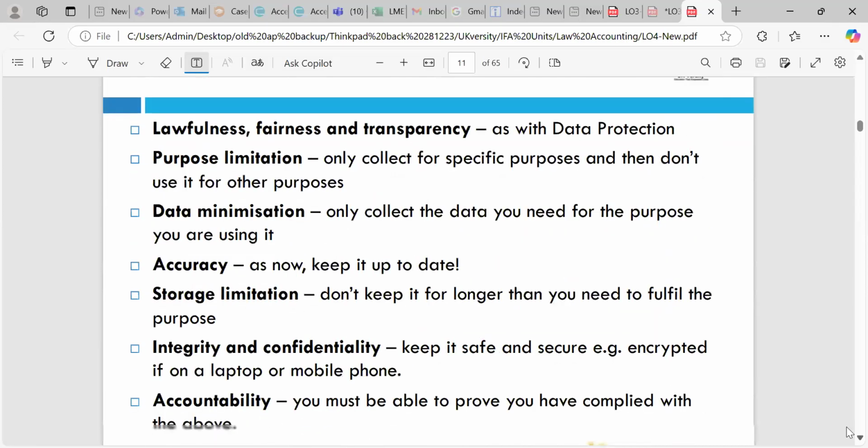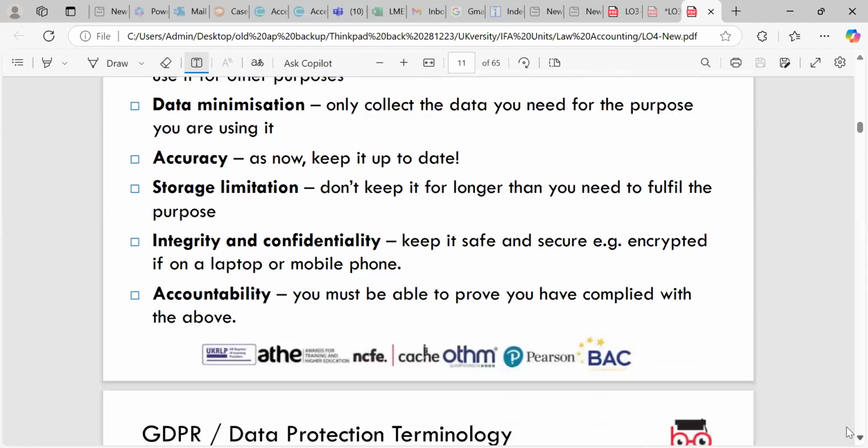Okay, GDPR principles: lawfulness, fairness, transparency, purpose limitation, data minimization, accuracy, storage limitation. You can't store data for more than a certain period. Integrity and confidentiality are very important, and accountability. You will be accountable if you do not comply.